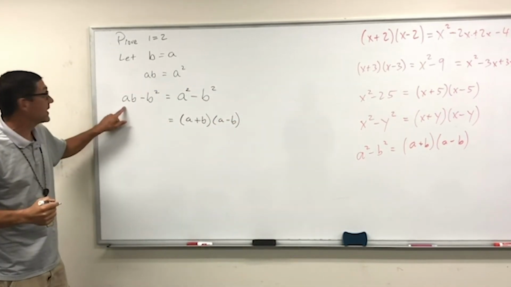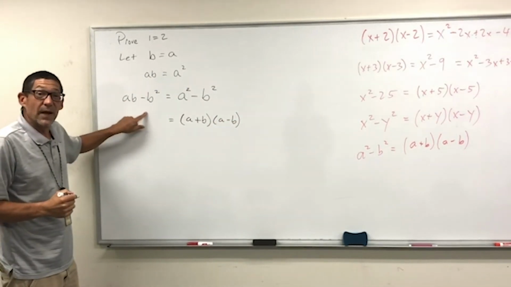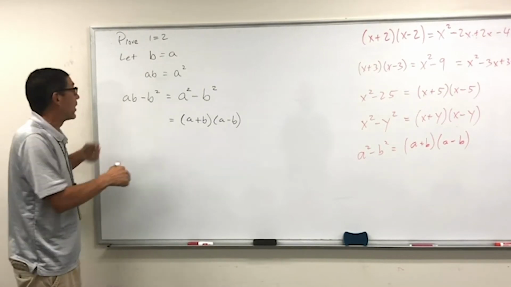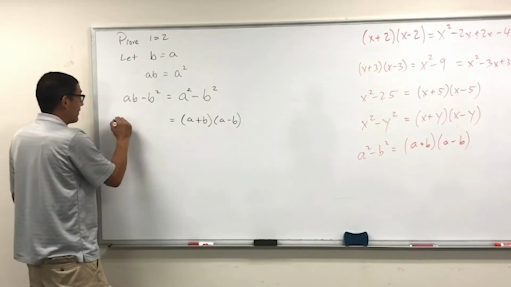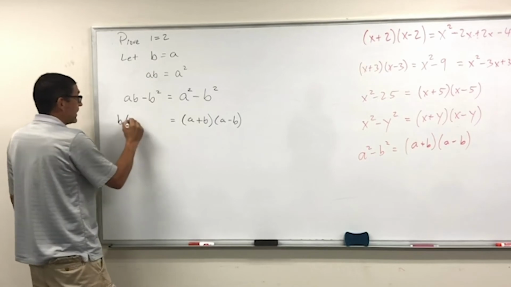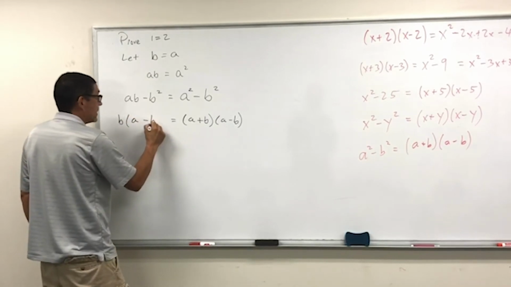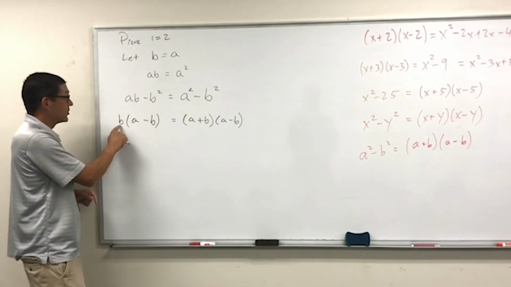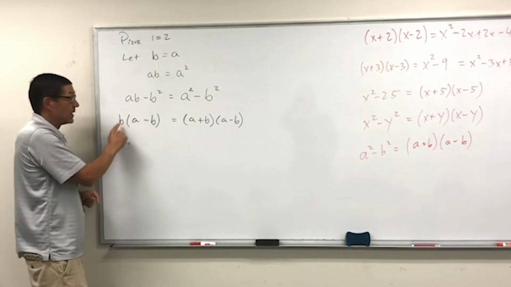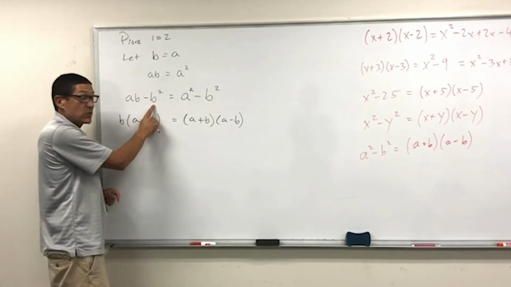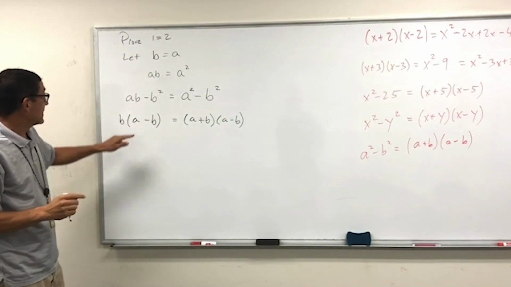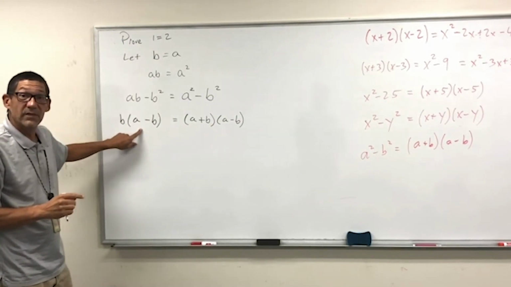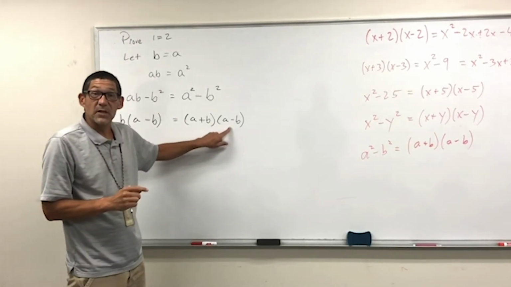The left-hand side, to factor it, I just look for a common factor. So this is undoing the distributive property. I have a b here and here. So if I factor a b out, I'd be left with a minus b. And if you double check that, when you distribute, b times a is ab, b times negative b is negative b squared. So then when I take a look at this, I see that there's a factor of a minus b on the left. There's a factor of a minus b on the right.